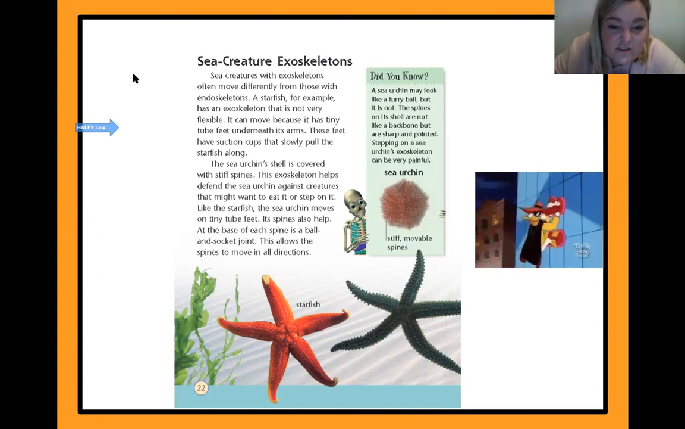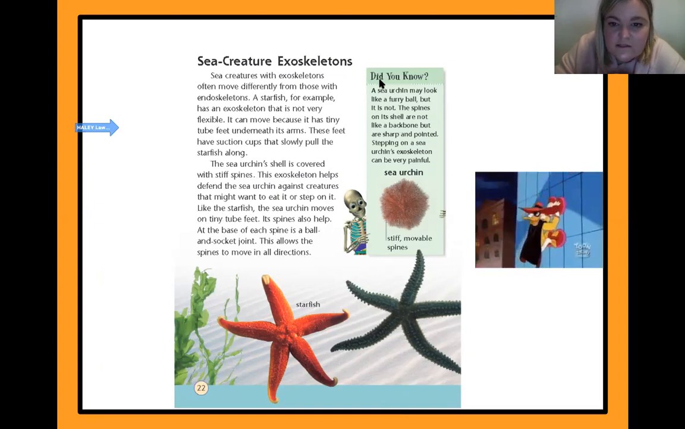The sea urchin's shell is covered with stiff spines. The exoskeleton helps defend the sea urchin against creatures that might want to eat it or step on it. Like the starfish, the sea urchin moves on tiny tube feet. Its spines also help. At the base of each spine is a ball and socket joint. This allows the spine to move in all directions.